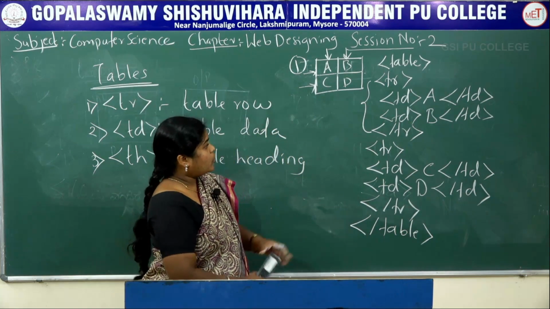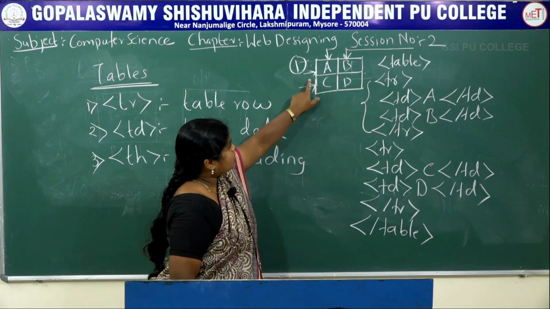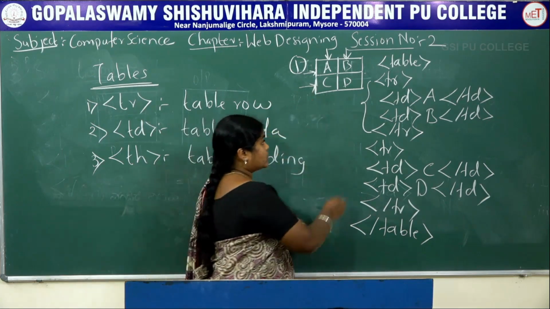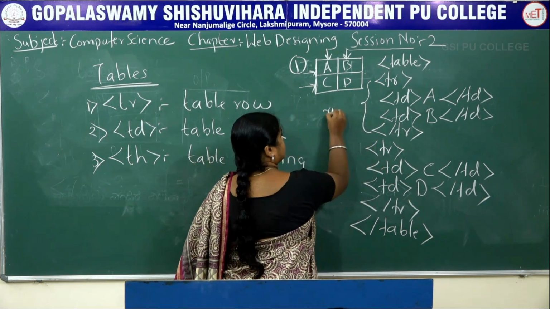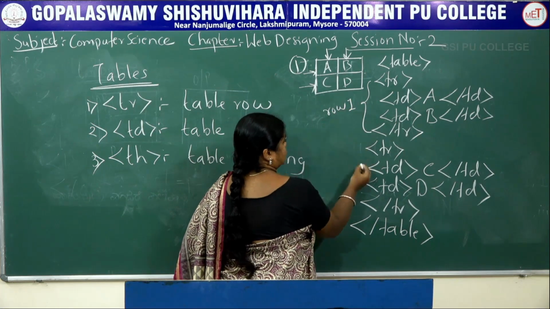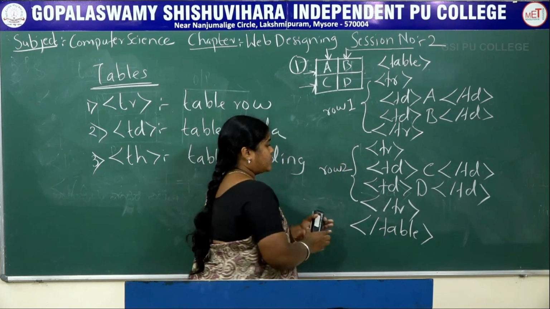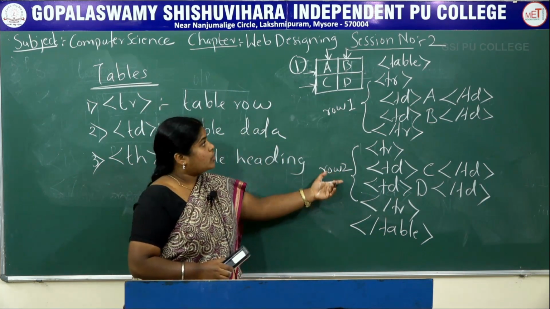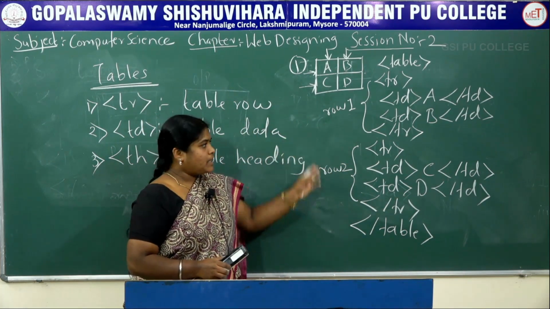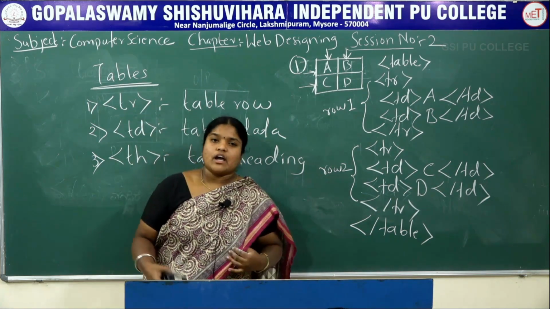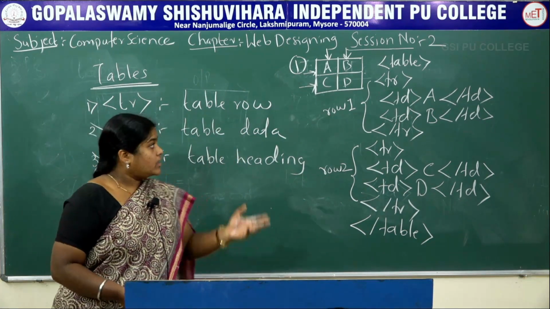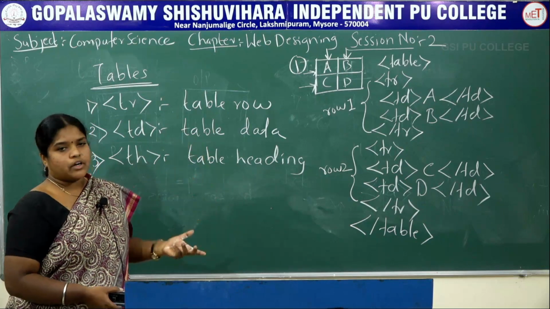Is it clear? I hope it is understood. This is the first row, this is the second row. This is the code for the first row, I'll write it here as row 1, and this is the code for the second row, I'll write it here as row 2. So this is the simple example that represents how to write the code for a given structure.